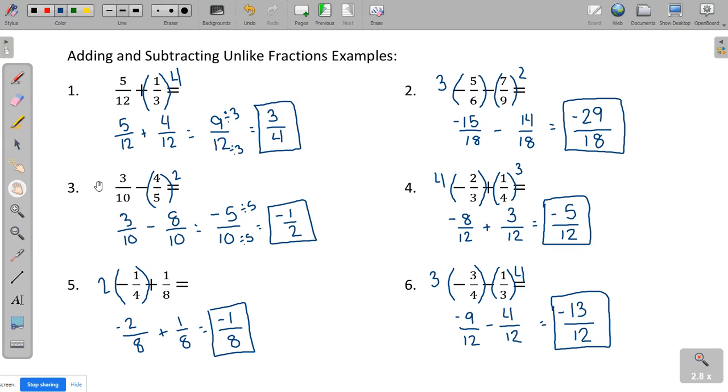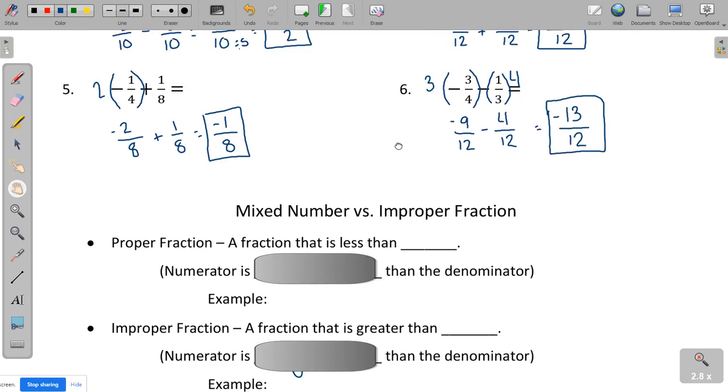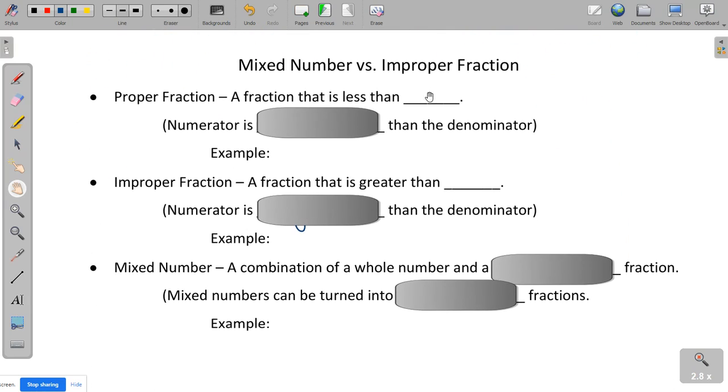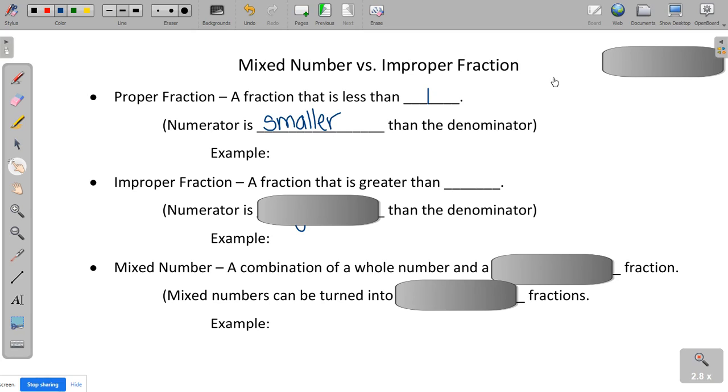The last thing we're going to look at today is mixed numbers versus improper fractions. So a proper fraction is a fraction that is less than 1. The key here is the numerator is going to be smaller than the denominator. Some examples are 2/3. The numerator is smaller than the denominator. 9/12 is another example. Or one last example, -3/4.